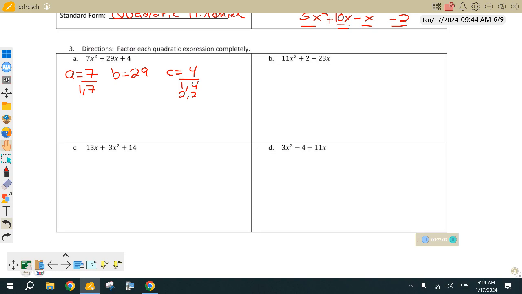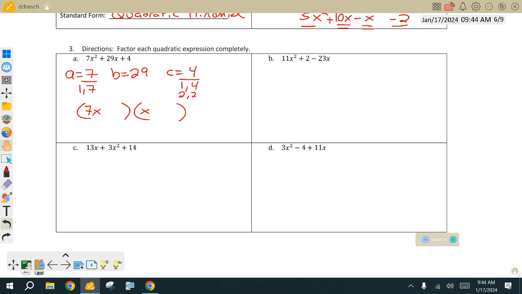Okay. So from there, with that now, we can start building our two binomials. We've got our pieces laid out. The A acts like our corners, 7x and 1x. Now, before I start choosing, it can be 1 and 4 or 2 and 2. I want to think about these signs.